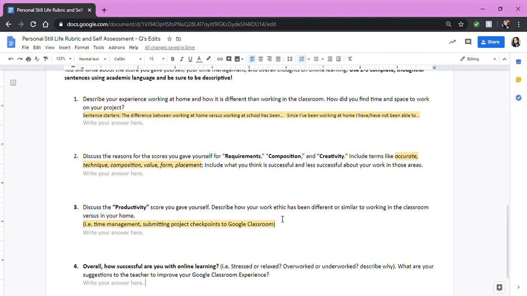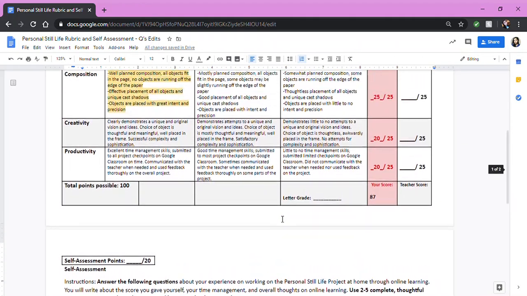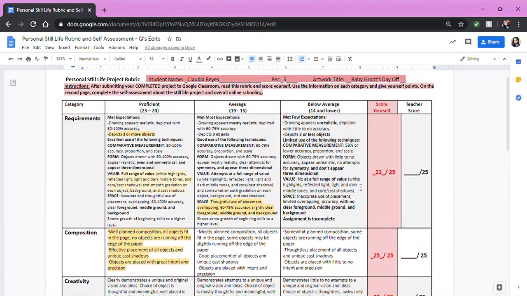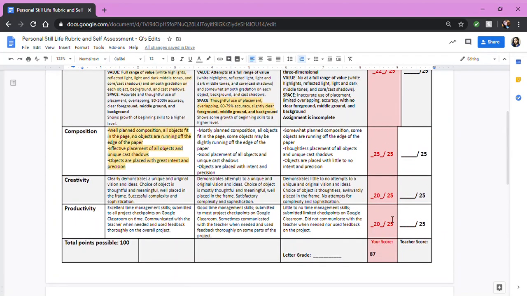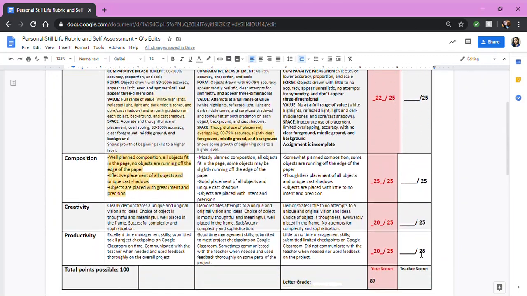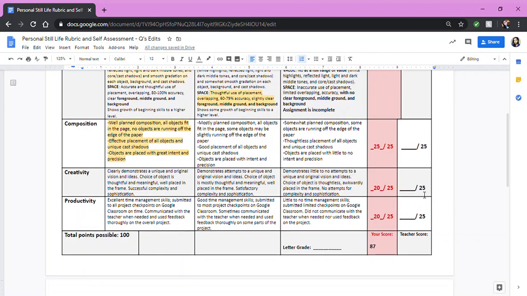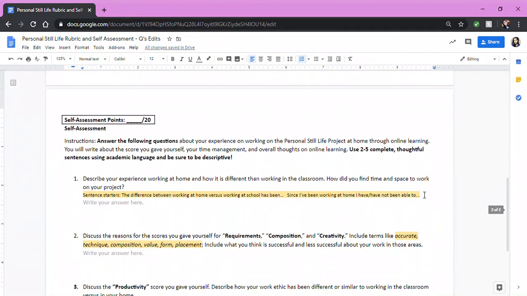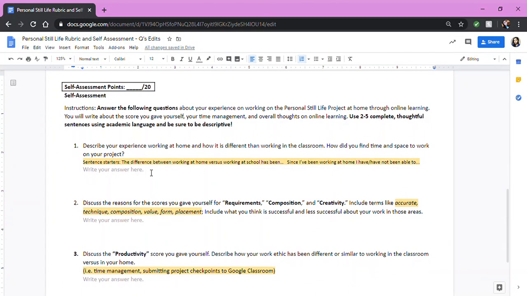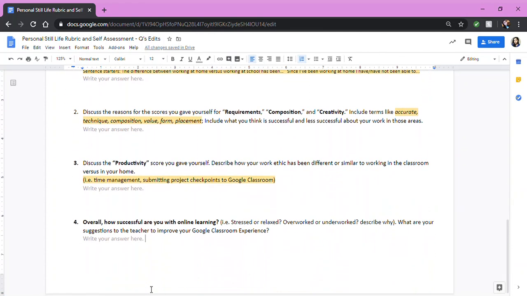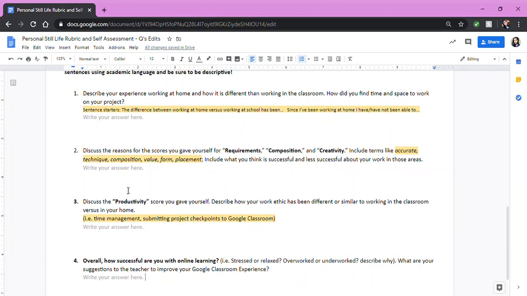So you're going to have the next week or so to work on this. You're going to score yourself and then tally up your score, and then I'm going to go in and score you and tell you why I agree or disagree with what you gave yourself. And then down here, you're going to do your self-assessment. So just do 2 to 5 complete thoughtful sentences on each one. If you want to write more than 5 sentences, it's okay. Just don't write a whole essay in these. You don't have to do that.